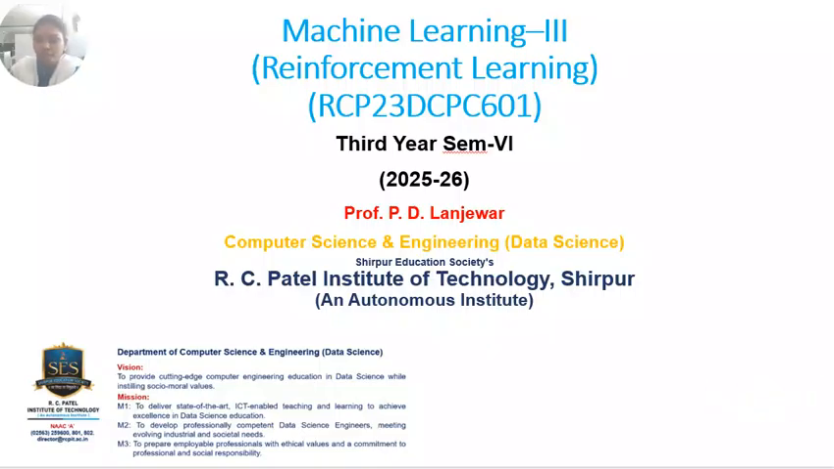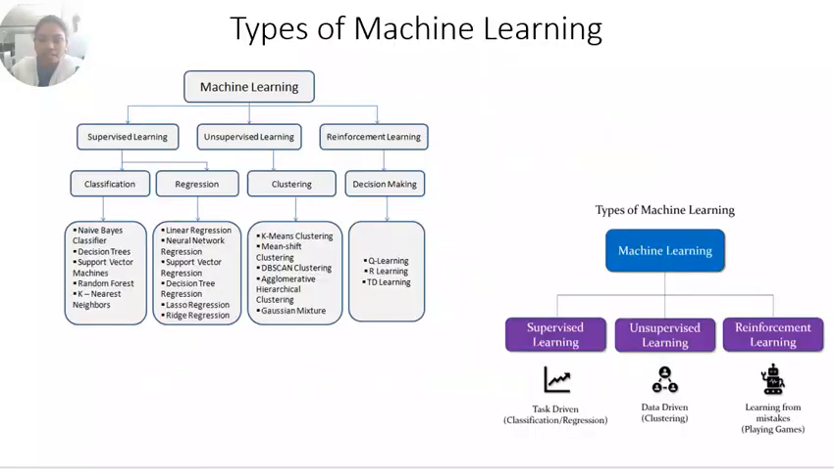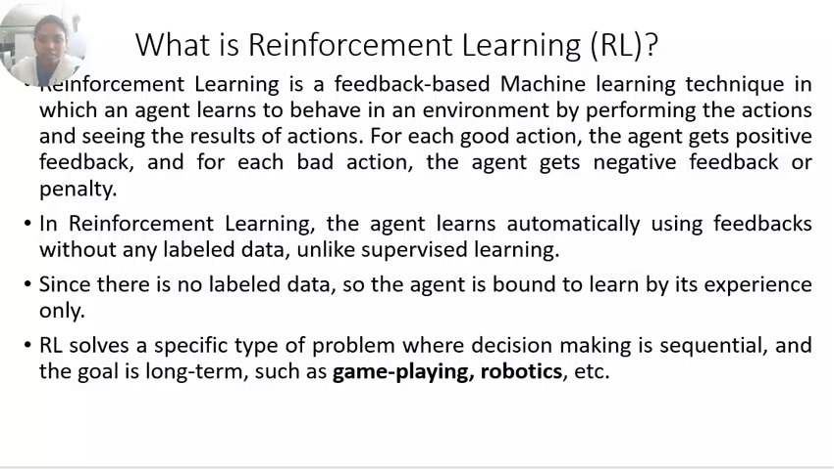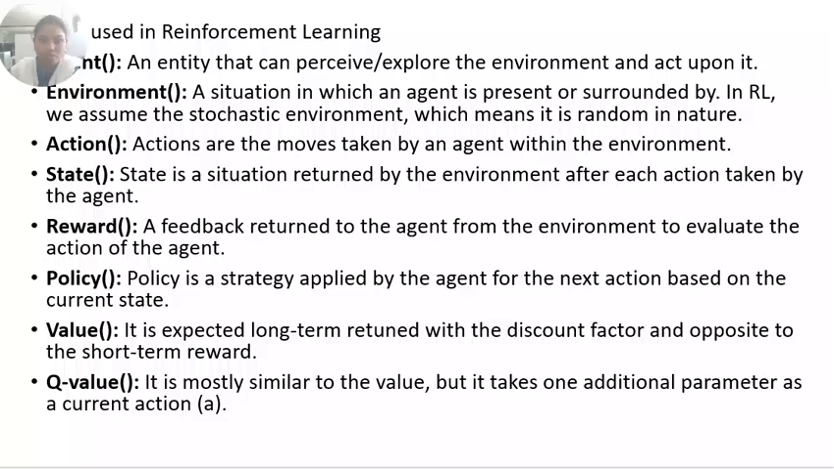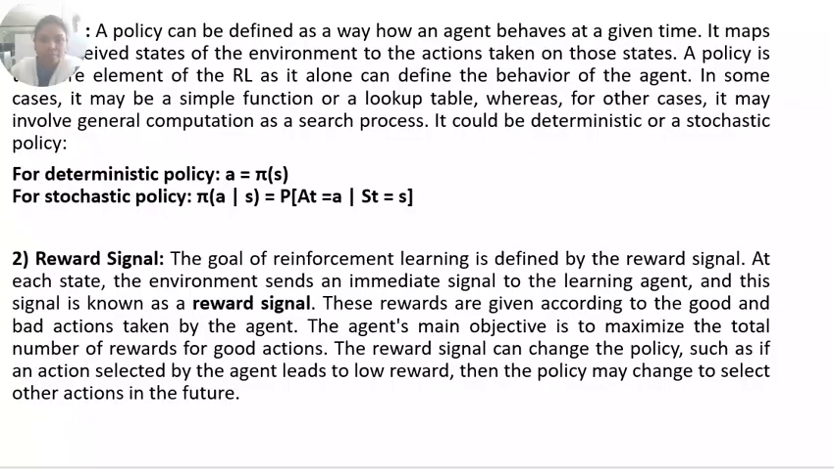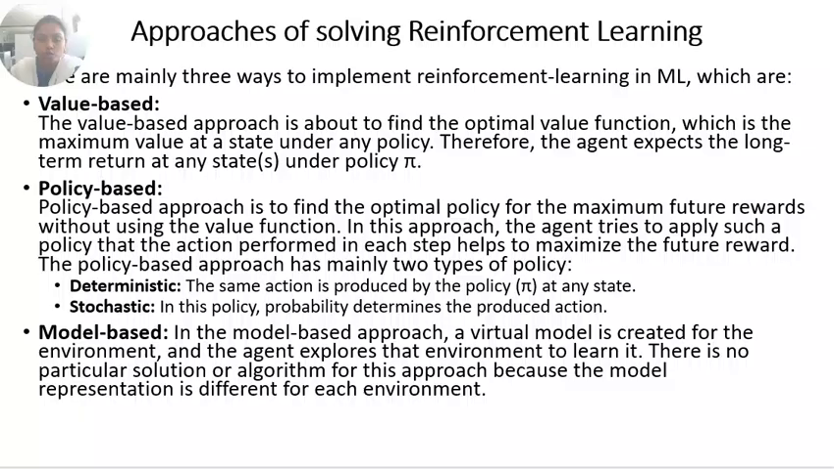In the first lecture we already covered what is RL, the elements of RL, and reinforcement learning versus supervised machine learning. Today we are discussing the remaining part of the first unit. We covered what is machine learning, the types of machine learning, and what is reinforcement learning. We covered the different components of RL, that is value based, model based, and reward signal, and the differences between reinforcement learning and supervised learning. Today we are going to cover the different approaches of solving reinforcement learning.